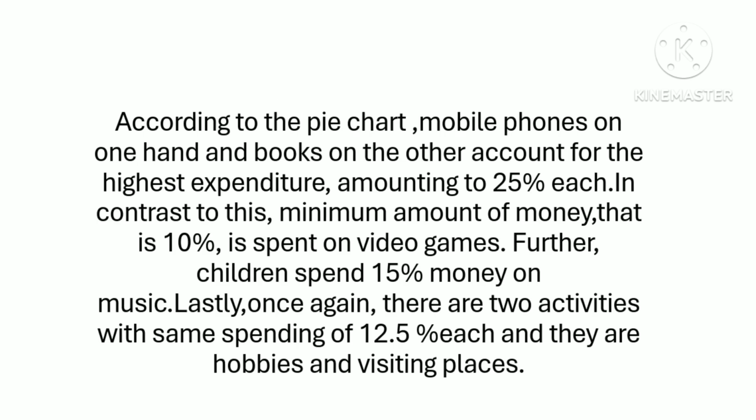Now in the next paragraph, I have described the pie chart. According to the pie chart, mobile phones on one hand and books on the other account for the highest expenditure, amounting to 25% each. In contrast to this, the minimum amount of money, that is 10%, is spent on video games. Further, children spend 15% of money on music. Lastly, once again, there are two activities with the same spending of 12.5% each, and they are hobbies and visiting places. So here I have described the pie chart.